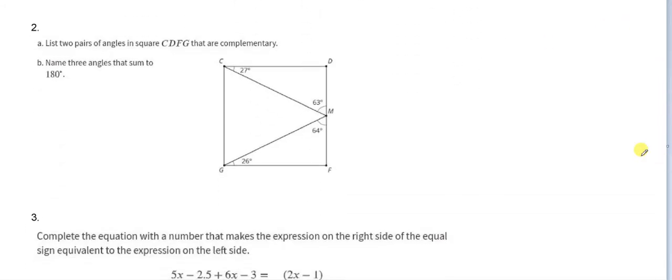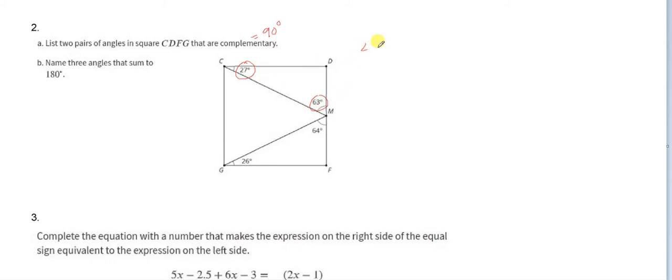Let's move on to number 2. List a pair of angles in the square that are complementary. Well, complementary means they equal 90 degrees when you add them together. So I guess we could say this one and this one, because when you add those together, you get 90.